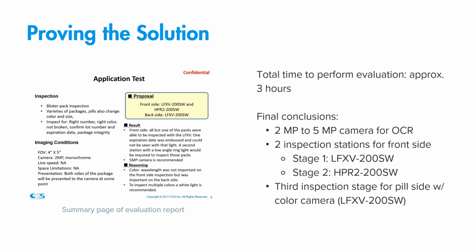So the final conclusions for that test was to move from a 2 megapixel to a 5 megapixel, 2 inspections for the front side, 1 for the LFX-V for the printed text and the HPR2 200 for the embossed text, and then that 3rd inspection for the pill side, moving that to a color camera with a white flat dome.